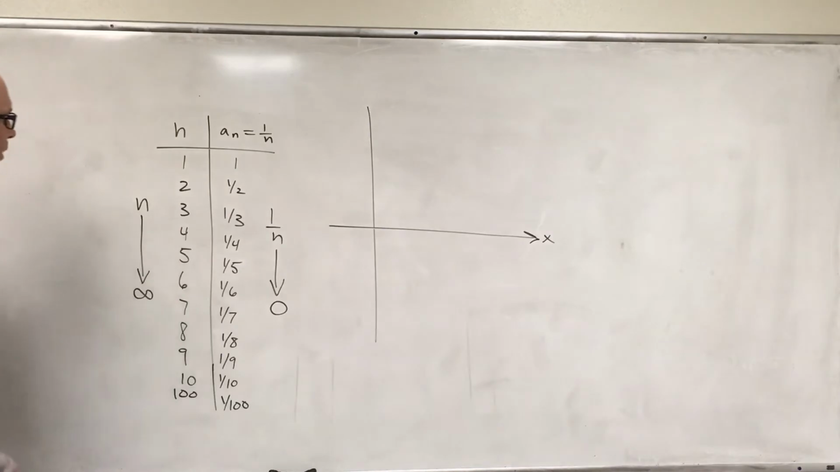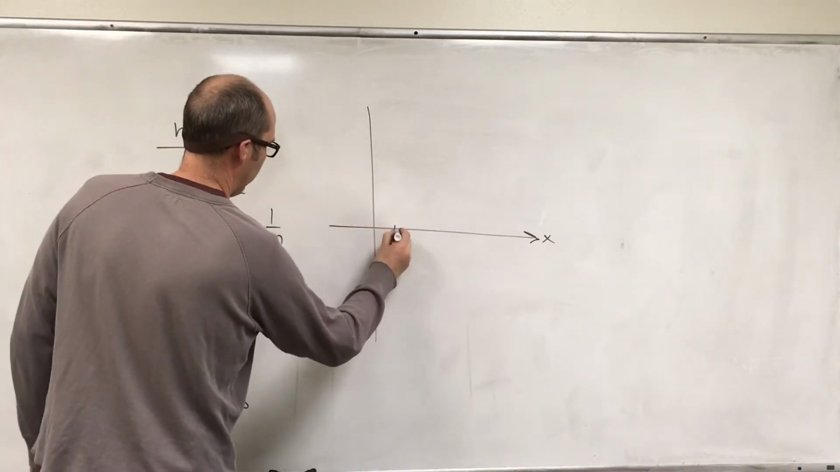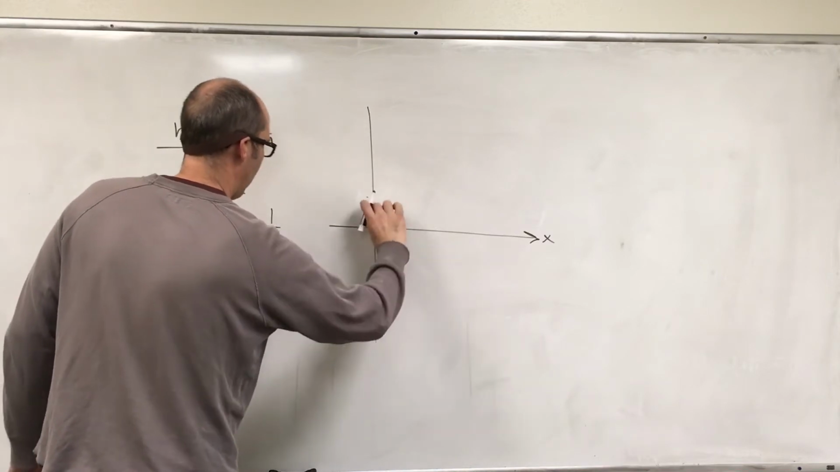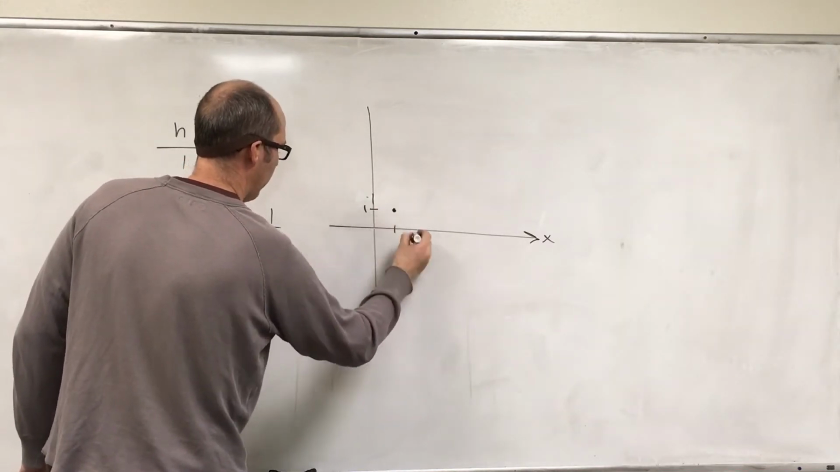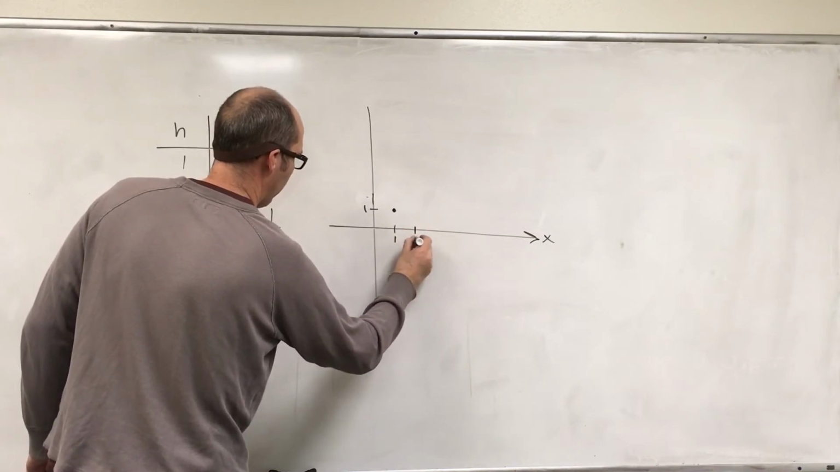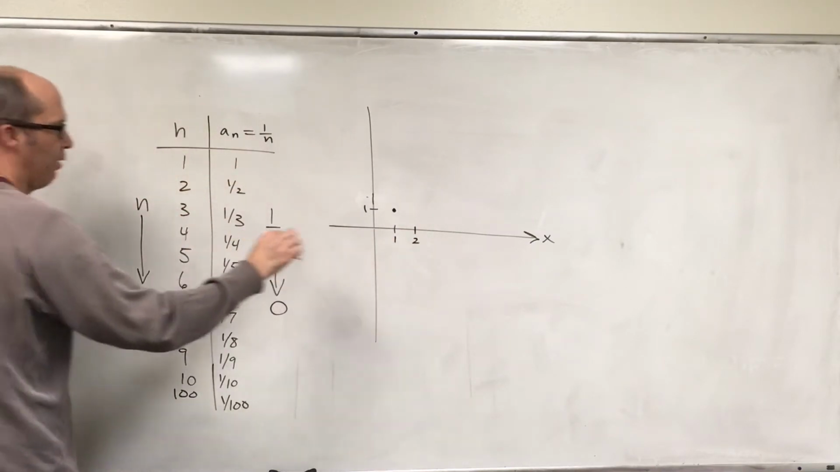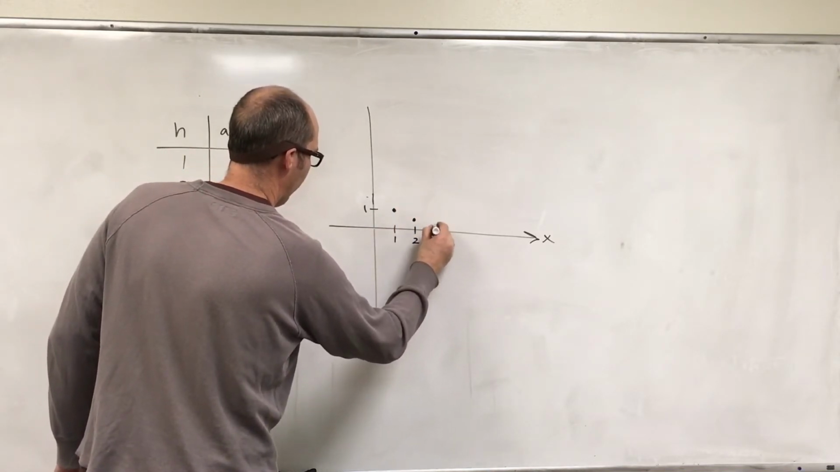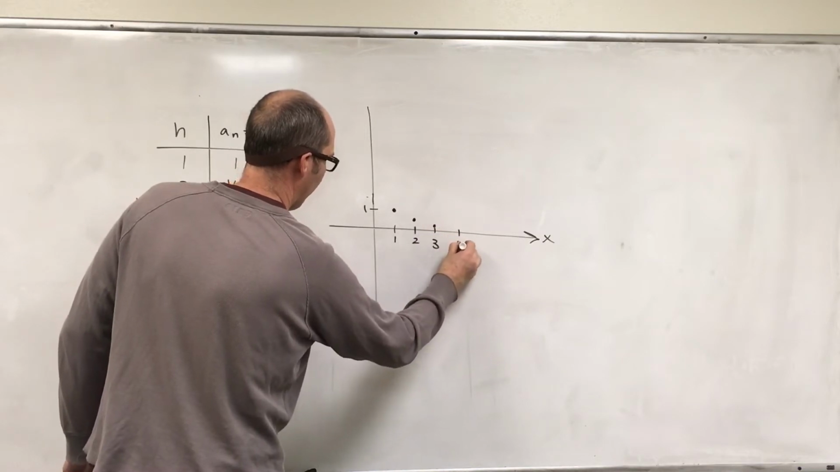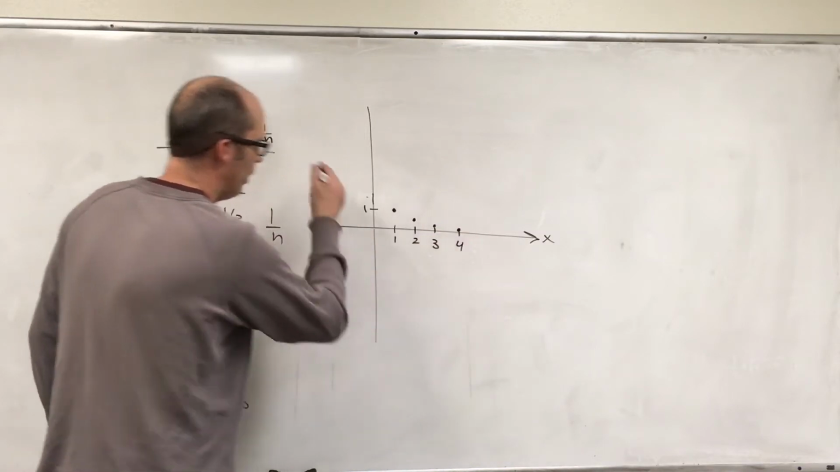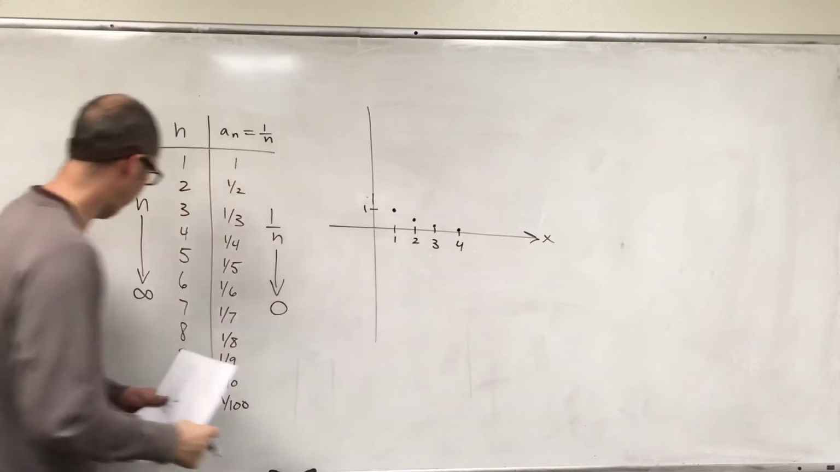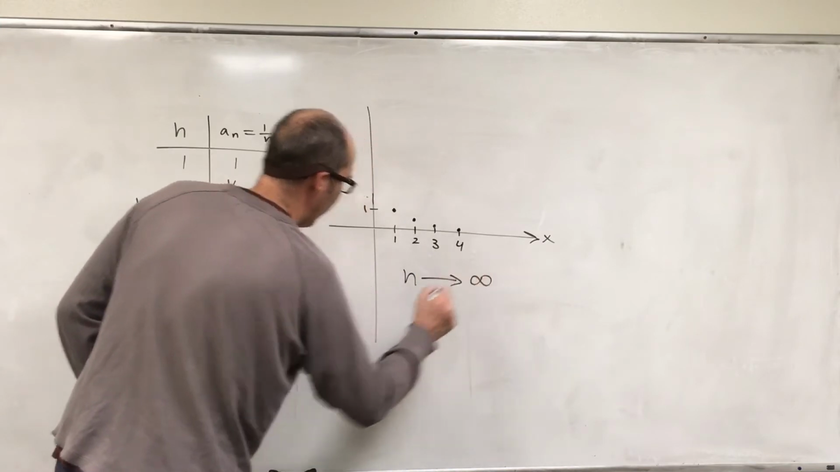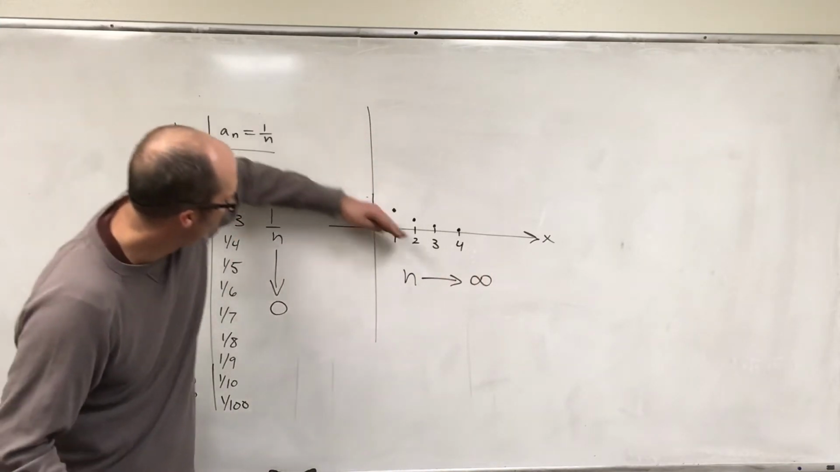There's our x-axis. At 1, we're at 1. At 2, we're at a half. At 3, we're at a third. At 4, really close there. So you can see that as n approaches infinity and gets big, 1 over n gets small.